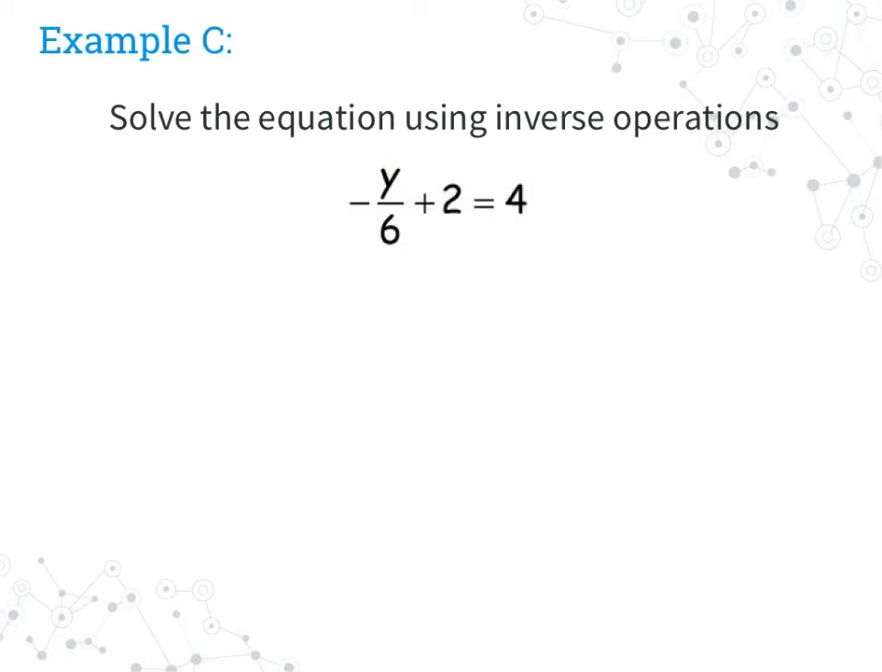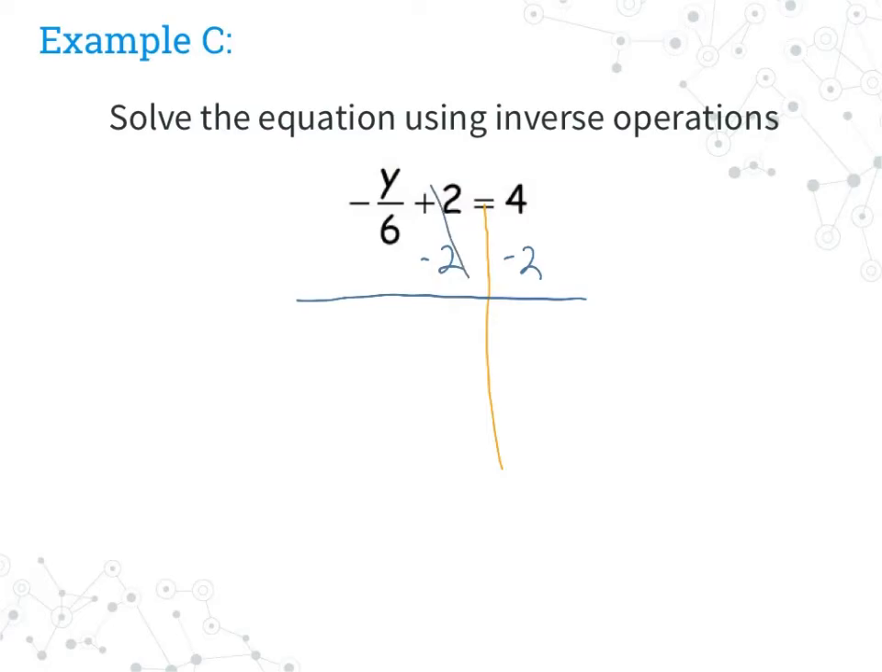So here we are at example C, solve the equation using the inverse operation. So again, I'm going to start by drawing my wall. Then I've got negative y divided by 6 and plus 2. So I know my plus 2 is my constant, so I'm going to eliminate that by subtracting 2 on both sides. Drawing a line between my steps.